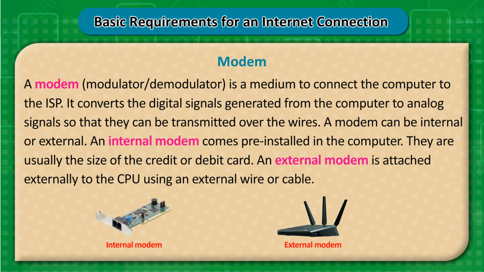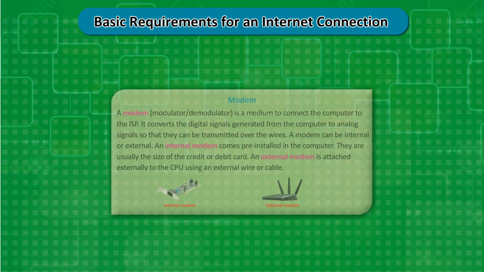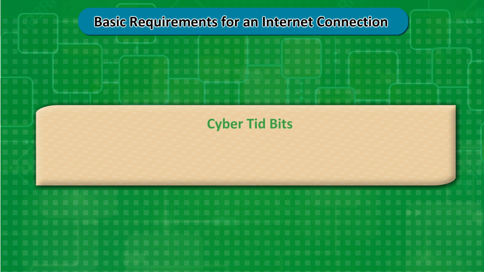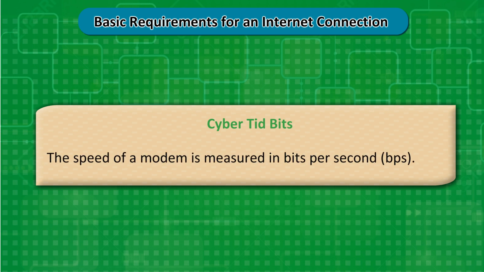An internal modem comes pre-installed in the computer. They are usually the size of a credit or debit card. An external modem is attached externally to the CPU using an external wire or cable. The speed of a modem is measured in bits per second, bps.